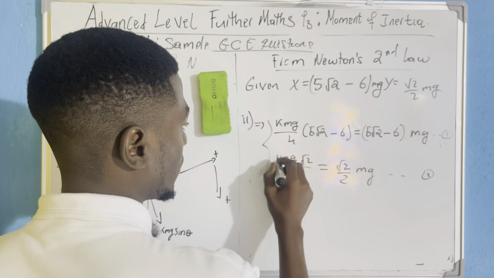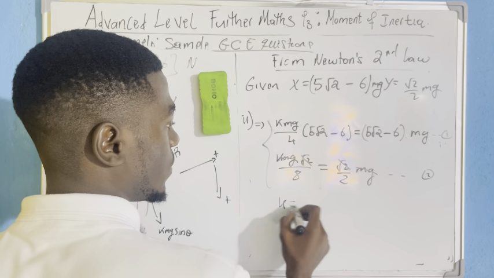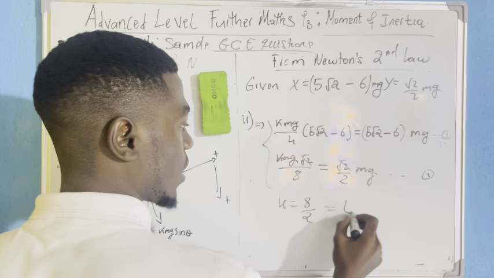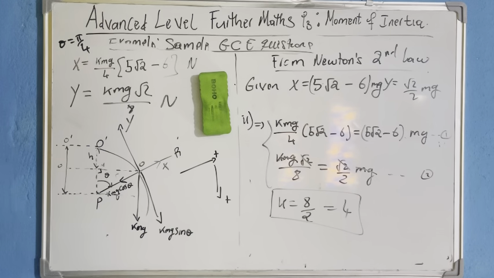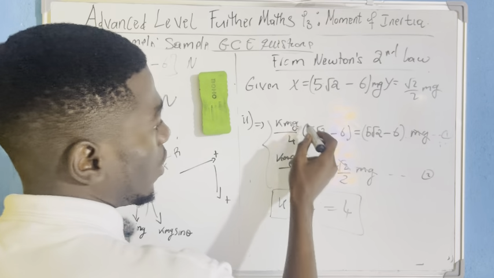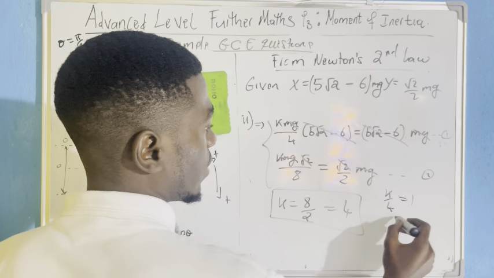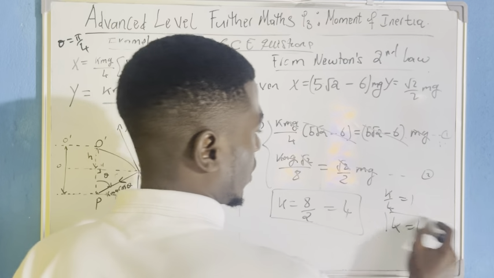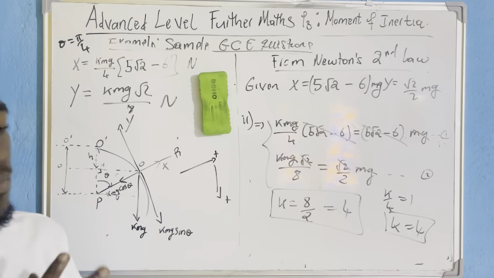K, pardon, mg here cancels with mg here, root 2 cancels with root 2 here. It means that K is simply equal to what? 8 all over 2, which is 4. So that is it. You can still verify this 4 with equation 1. I think equation 1 gives us the same thing. mg here cancels with mg here, all this one cancels here. So I'll have K all over 4 equals 1. K equals 4. Now from there you are sure that the value of K is correct because it is respecting the two equations. So students, that is all about moment of inertia.